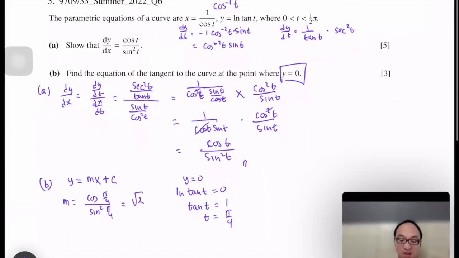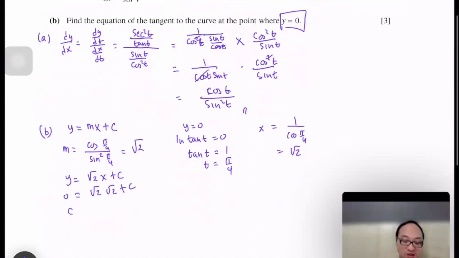Now, what is the x? x is 1 over cos pi over 4, so it's also square root 2. That means we can find c: y equals square root 2 x plus c. So we put y is 0, x is square root 2, so 0 equals square root 2 times square root 2 plus c. That means c equals -2. Therefore, the equation of the tangent is y equals square root 2 x minus 2.